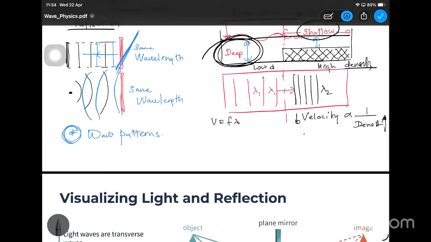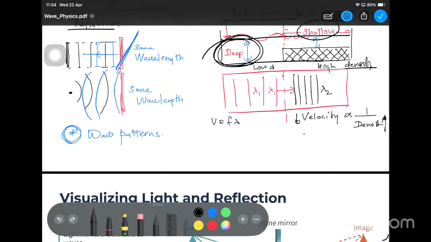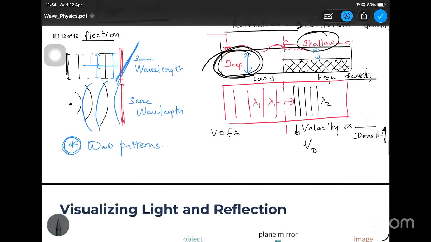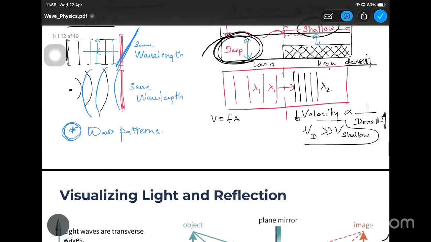So therefore, velocity at deep will be lower than velocity at the shallow region, which means at shallow region, oh no, the other way around, right? Velocity at the deep region will be higher than the velocity in the shallow region, right? So we are using this concept in order to explain why we are getting different lambda values.